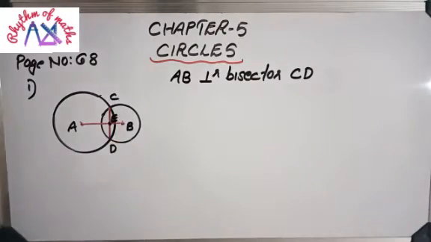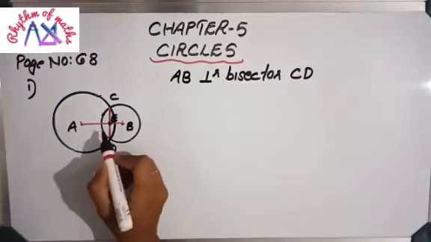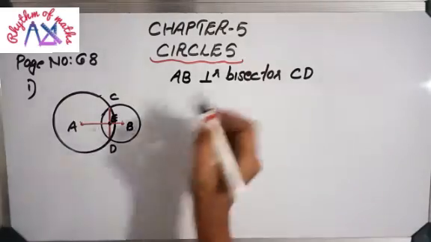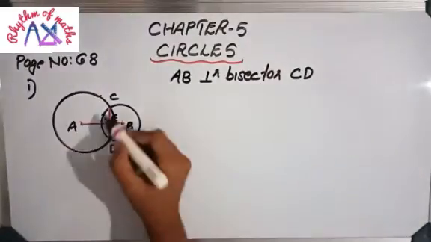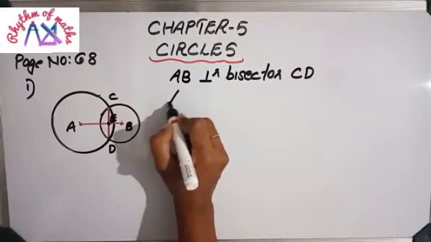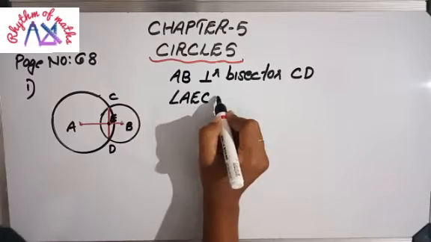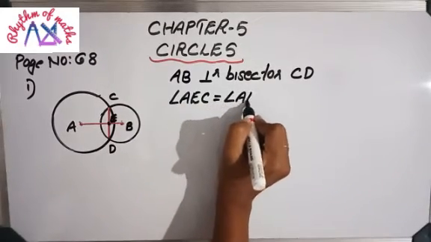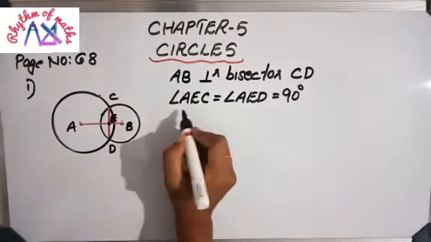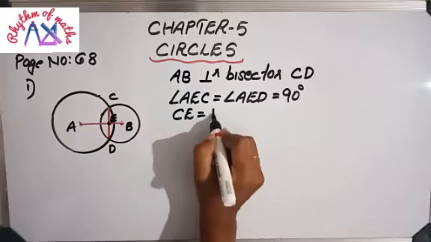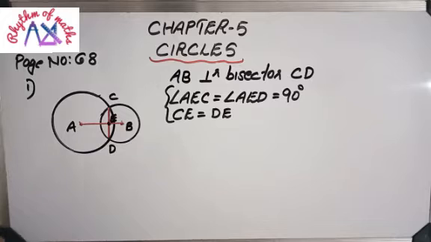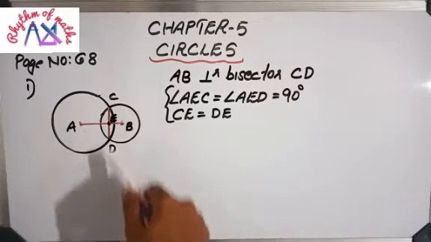Small e. Now perpendicular means 90 degree. That means angle AEC and AED must be what? 90 degree. Bisector means this CD will divide into equal halves. That means we need to prove angle AEC equal to angle AED equal to 90 degree, and also CE equal to DE. These two we need to prove. Then only we can say that AB is a perpendicular bisector of CD.